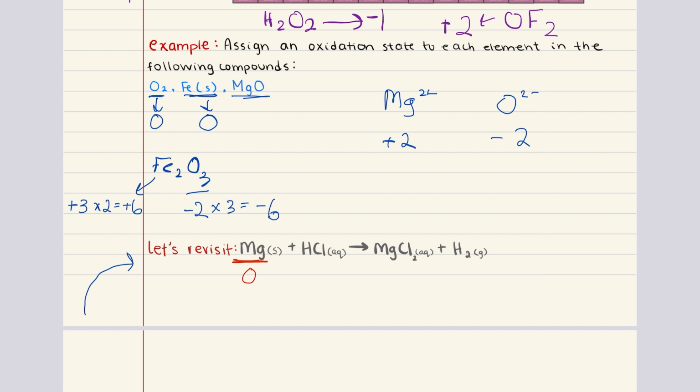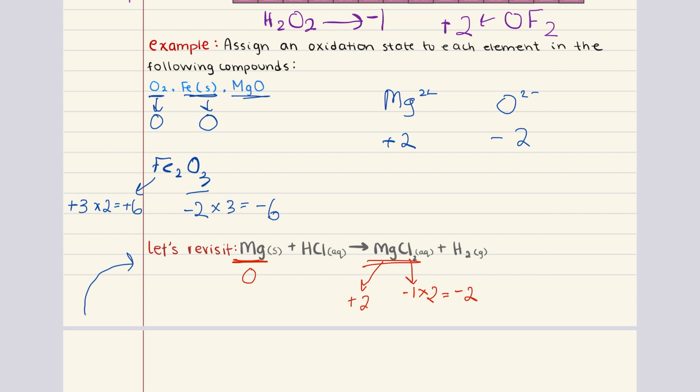Now on the product side, magnesium appears as part of magnesium chloride. In magnesium chloride, chlorine is the most electronegative element, so it's going to have its typical oxidation number of minus 1. Here there are 2 chlorine atoms, so there is a total negative charge of minus 2. To satisfy rule number 4, which states that the sum of oxidation numbers equals the overall charge of the compound, magnesium must have an oxidation number of +2 to balance the -2 from chlorine.